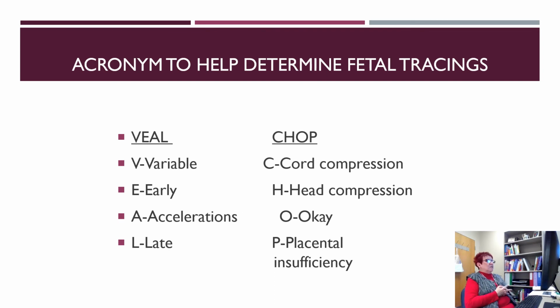Okay, so here's a little acronym to help you remember some of these tracings. We call it VEAL CHOP. So you take the word veal and you spell it out VEAL, and on the other side the CHOP. So if you have variables, look across. That's because of cord compression. The E's are for earlies. We don't care. Head compression. It's nothing we can do about it. Just keep an eye on it. Accelerations are okay, and lates, placental insufficiency, maybe a cord around the neck or something like that.